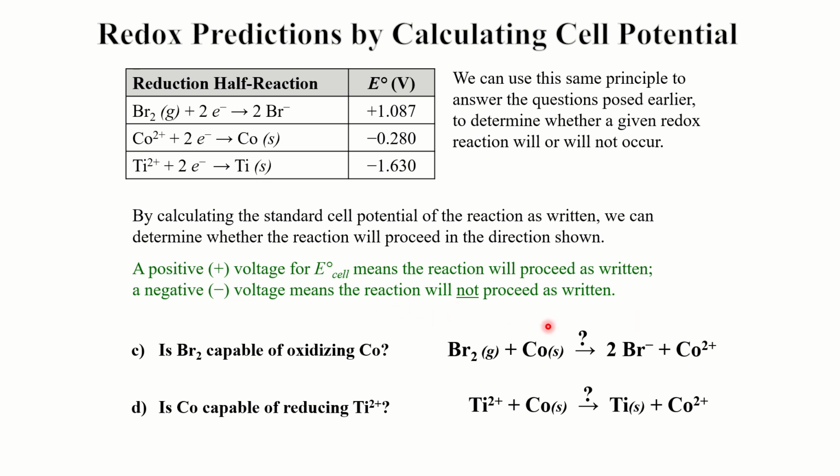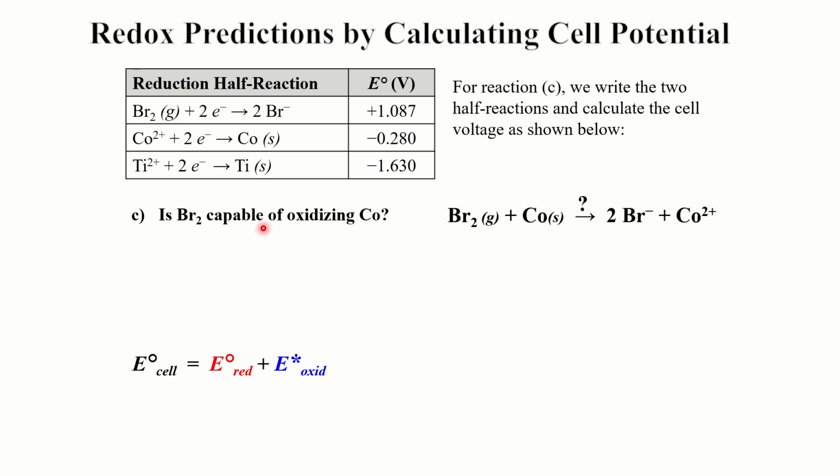You would need to input electricity to get that reaction to proceed, and that's called an electrolytic cell, which we'll see at the end of this lecture. So first question, is Br2 capable of oxidizing CO? Let's write the half reactions.